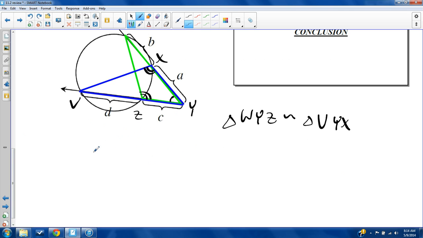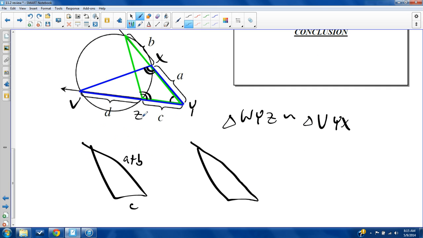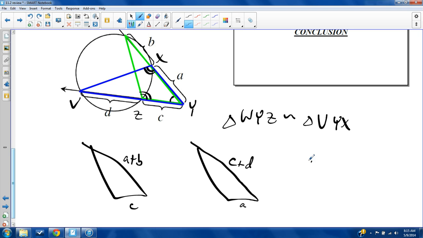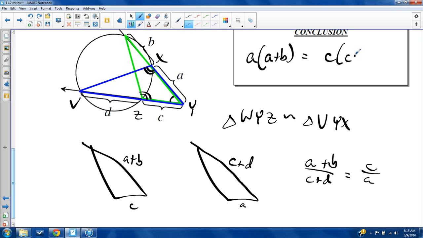So if you have triangle WYZ with side length A plus B over there, and this is C, and then you have another triangle here, the blue one, that's VYX. From V to Y, I have C plus D, and then here I have A in blue. We have another proportion to set up. We got A plus B is to C plus D, from here to here, as C is to A. Cross multiply. A times A plus B equals C times C plus D.